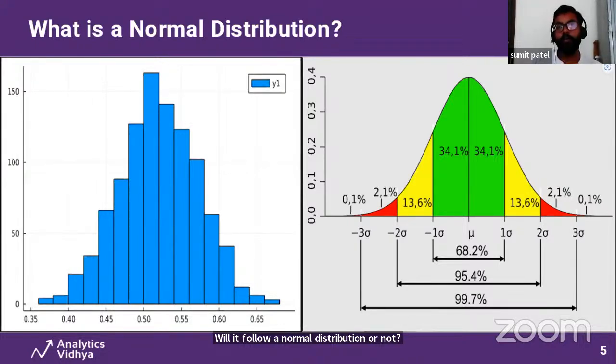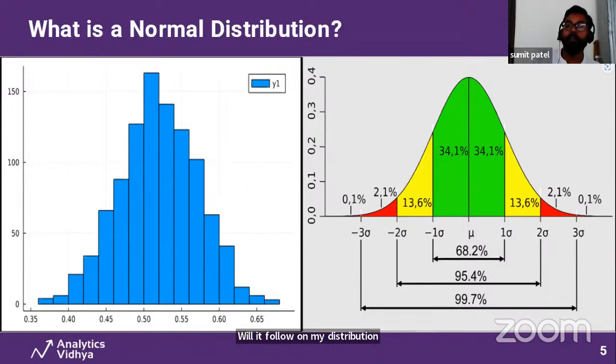Yes. Now, if I create a distribution of the height of all the 25-year-olds, so everybody who's 25 years of age, I measure their height one by one and I create a distribution of their heights. Will it follow a normal distribution or not?